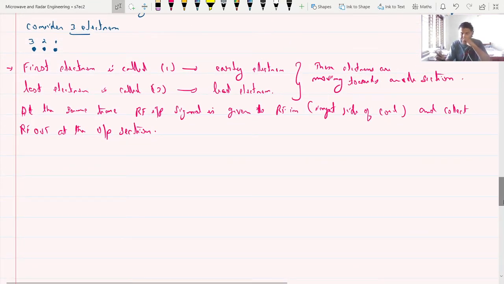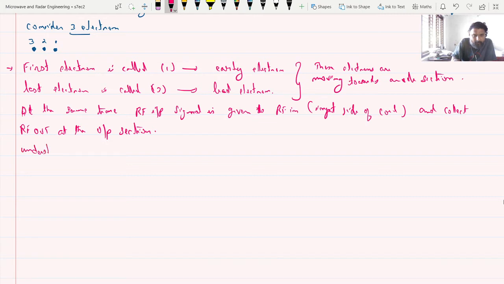Okay. We will see the understanding of the function, how it is working.